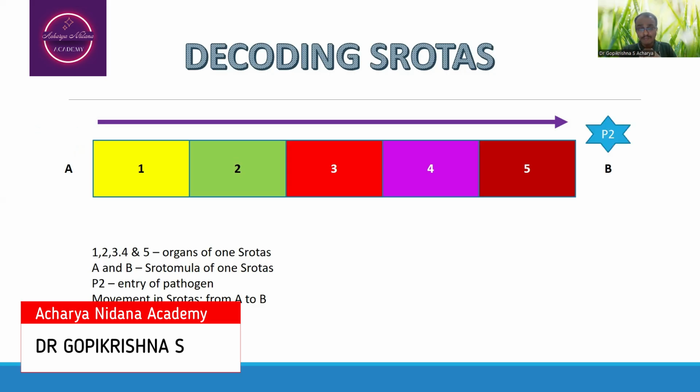Because here the movement in the Srota is happening from Srotomula A to Srotomula B. Suppose the pathogens are entering at the Srotomula B. Here the Lakshanas will be observed only in organ number 5, whereas in organ number 4, 3, 2 and 1, the symptoms are less likely to be produced.